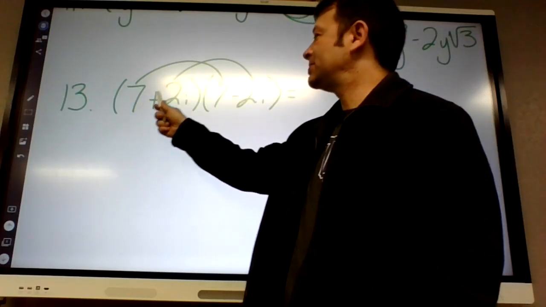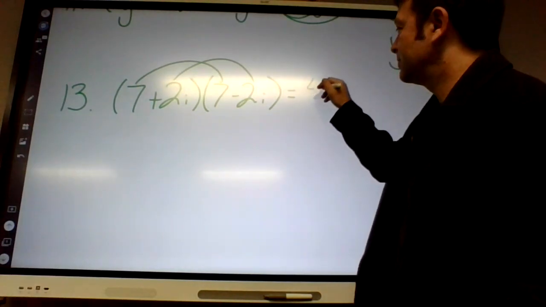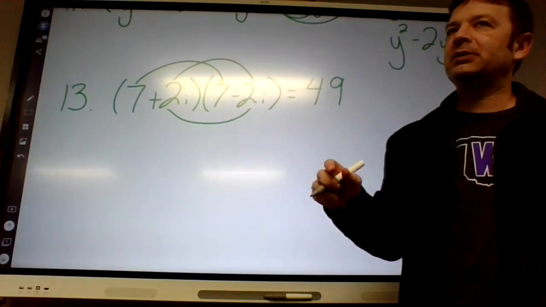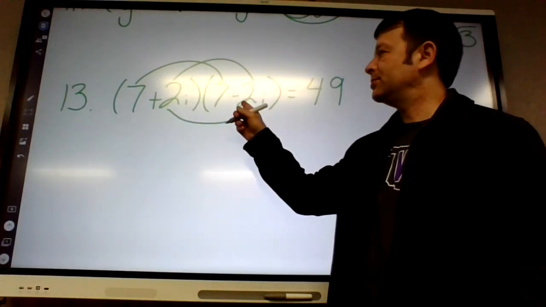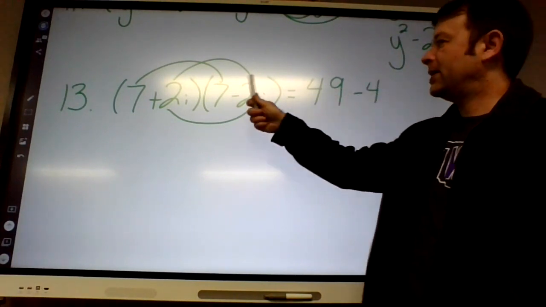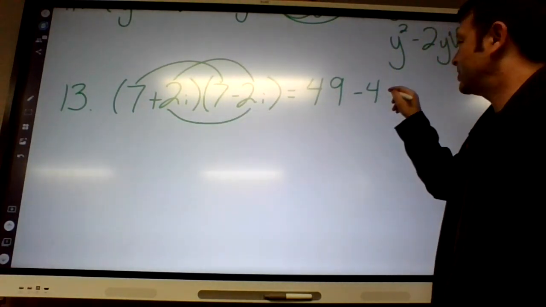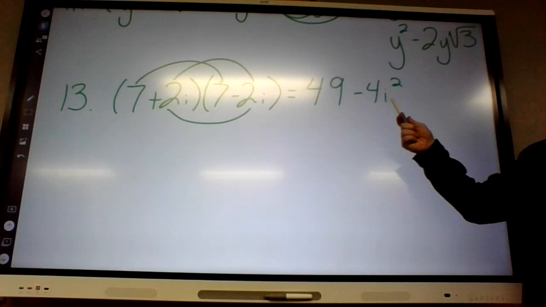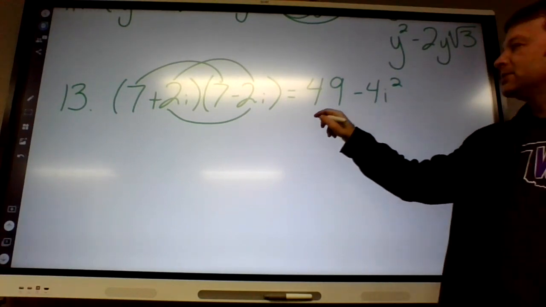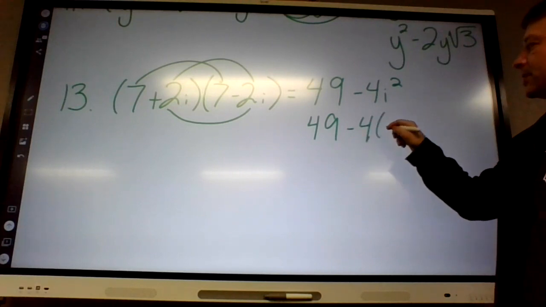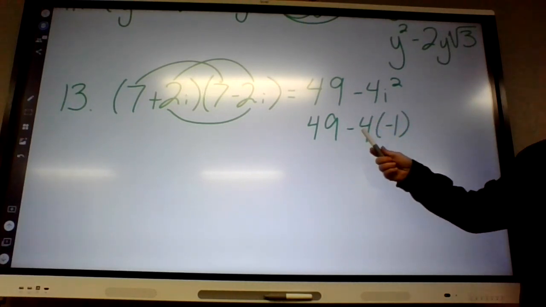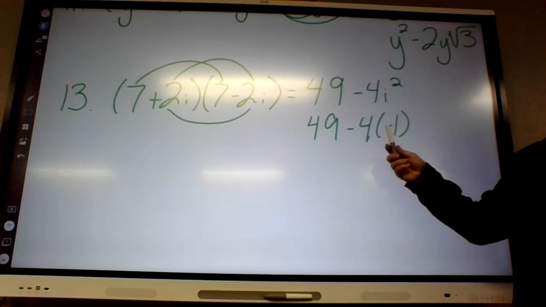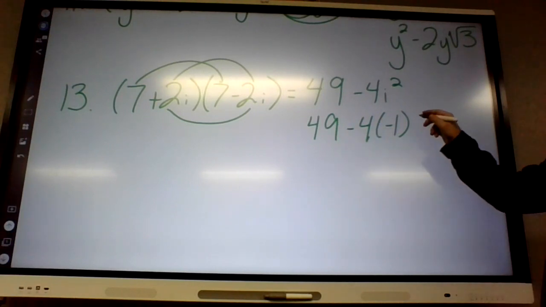Okay, what is first? What's 7 times 7? 49. What's the last? 2i times negative 2i. Negative 4i. Okay, 2 times negative 2 is negative 4. I times I is i squared. Way back when we learned that i squared is actually worth negative 1. So really this is 49 minus 4 times negative 1. What's negative 4 times negative 1? Plus 4. So we're multiplying now, not adding. So 49 plus 4, 53.